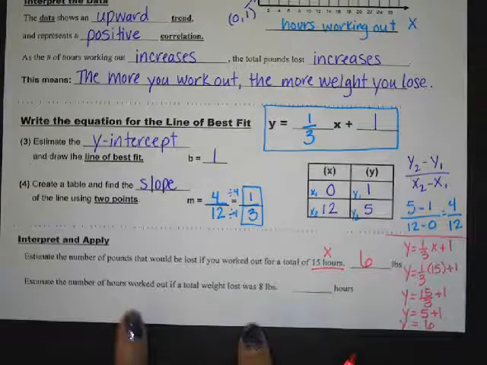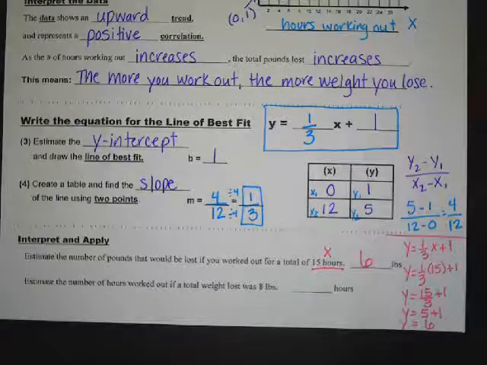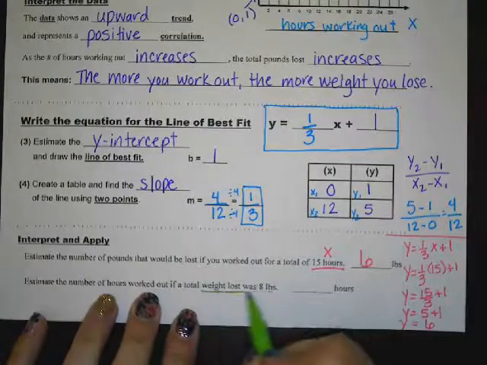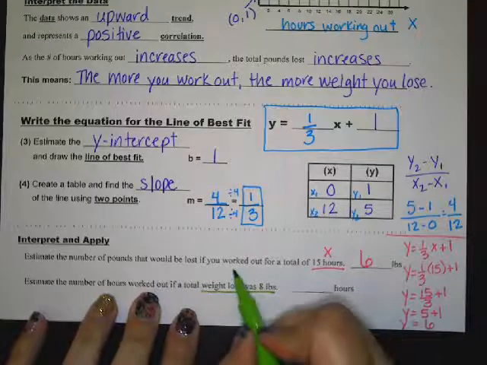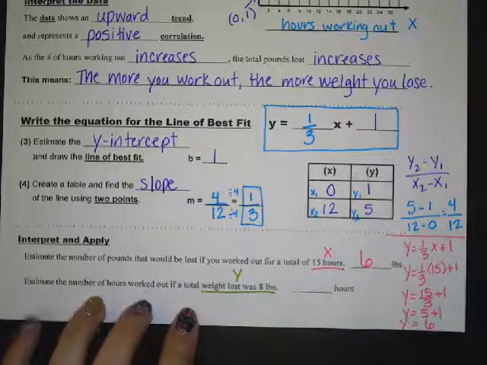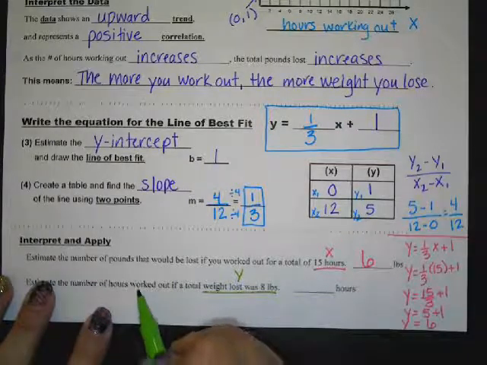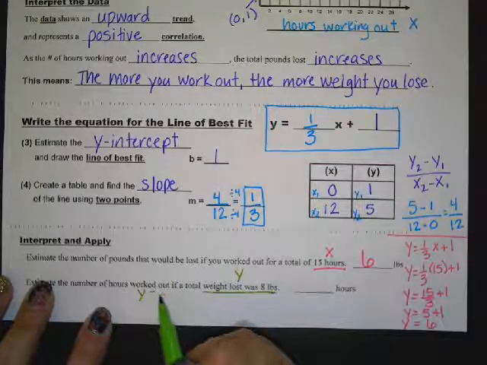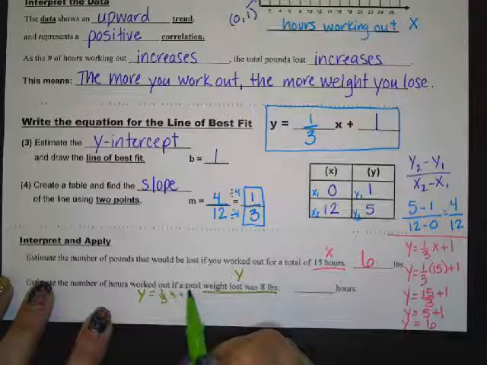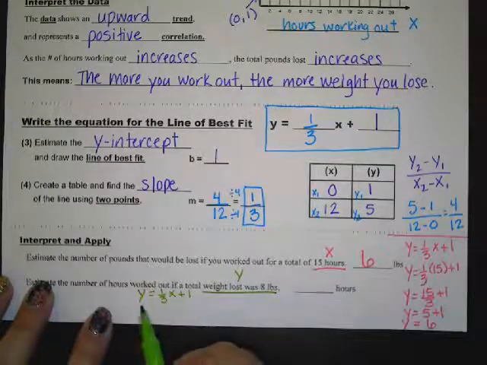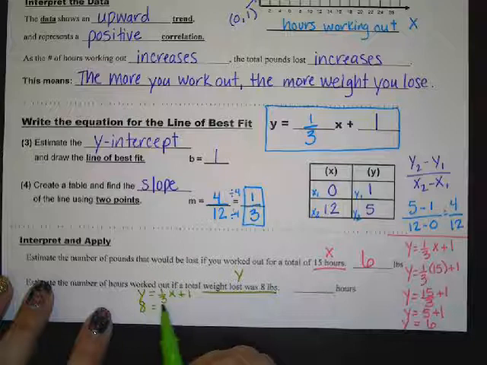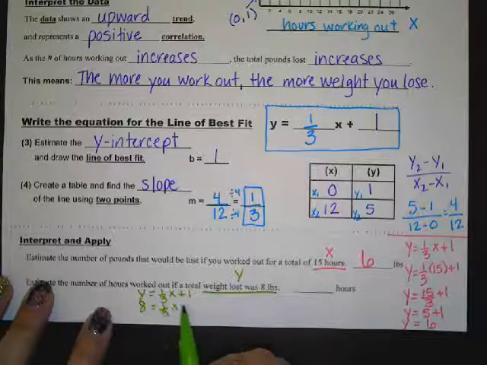Now we're going to estimate the number of hours worked out if a total weight loss was 8 pounds. So if the total weight loss is 8 pounds, that's not my x anymore, that's my y. So now that's my y. So I'm going to plug it into my equation. So if my equation is y equals 1/3 x plus 1, I'm going to plug 8 in for y. So 8 is equal to 1/3 x plus 1.